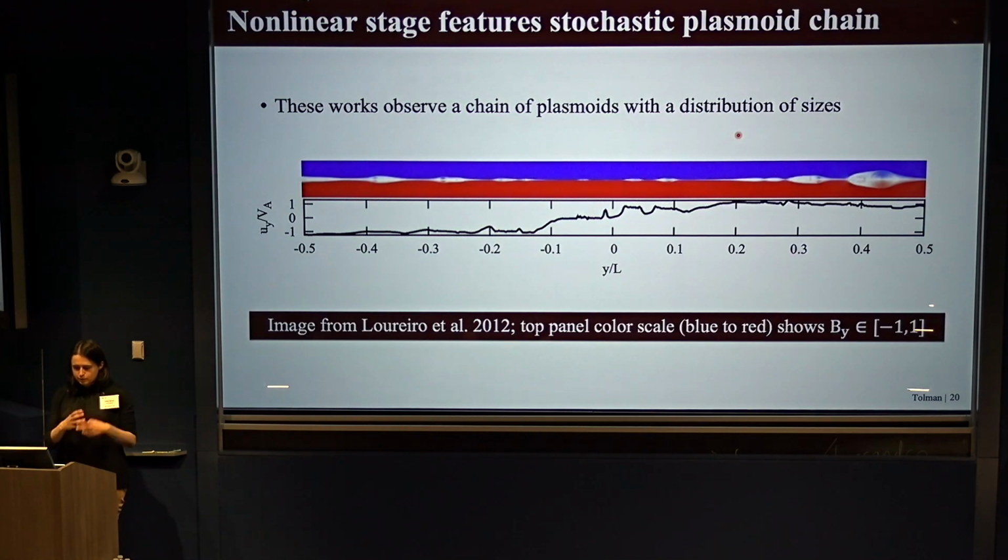These works observe a chain of plasmoids, with a distribution of sizes. So here I have a plot from one of the papers that studied this instability. The top panel shows the magnetic field, and the bottom panel shows the speed in the plasma, the velocity directed along the current sheet. So you see that you have these structures in the magnetic field, which are called plasmoids. So this is the nonlinear stage of this instability.